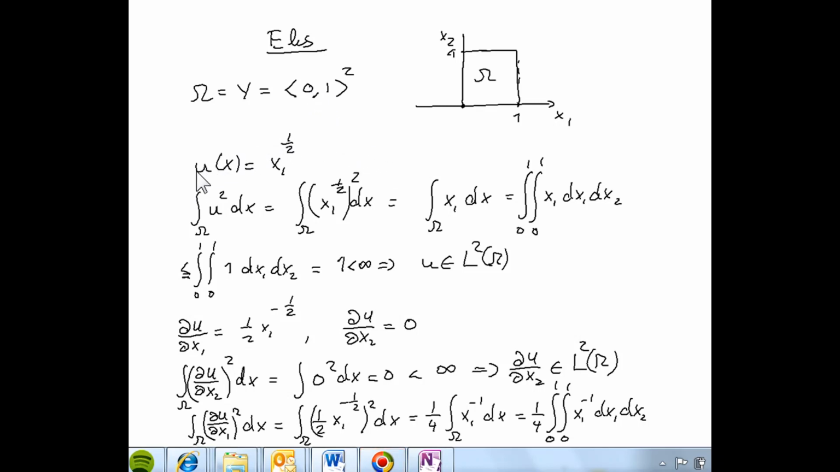Let's now consider the following function, u of x. Note that x, as before, consists of two coordinates, x1 and x2. And we let this function be equal to the square root of the first coordinate, x1.